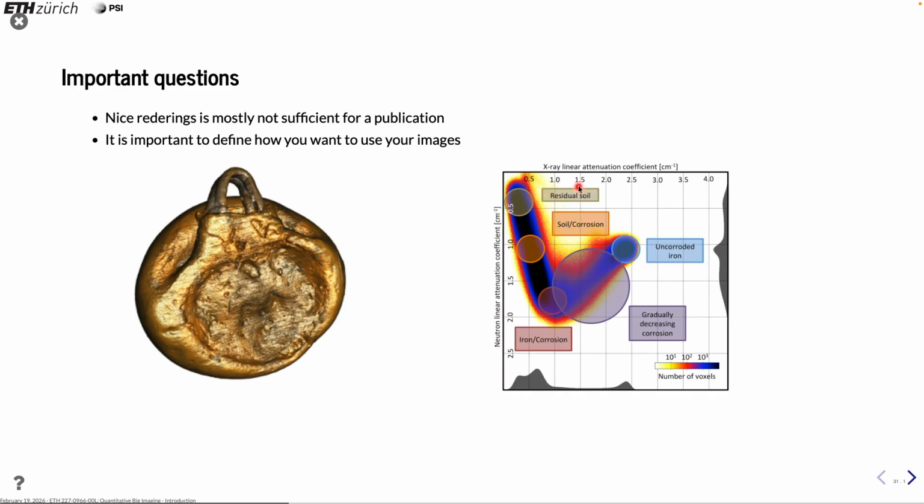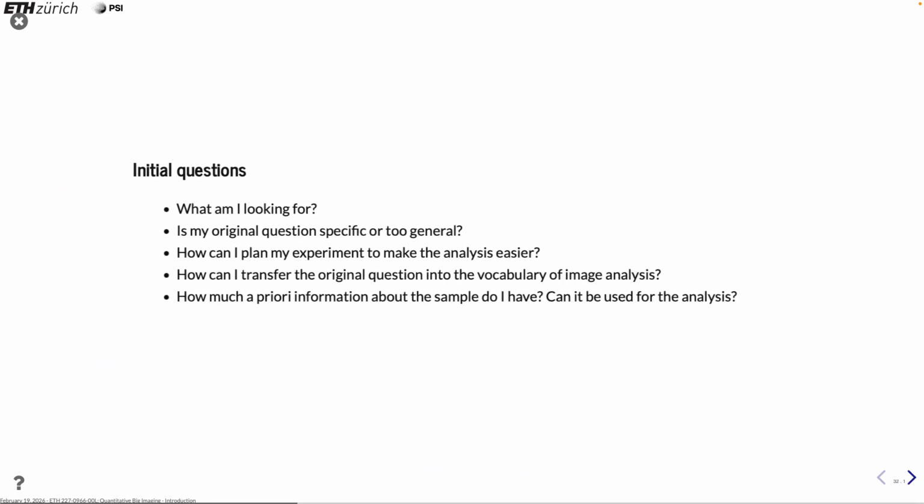Important questions is also what you want to show. The nice renderings like this one, that's a little piece of gold that was, I think, to decorate some Viking clothing or something. It looks very nice. It's very nice in presentations, but it doesn't give us any quantitative information. It just shows, okay, there we have the thing.